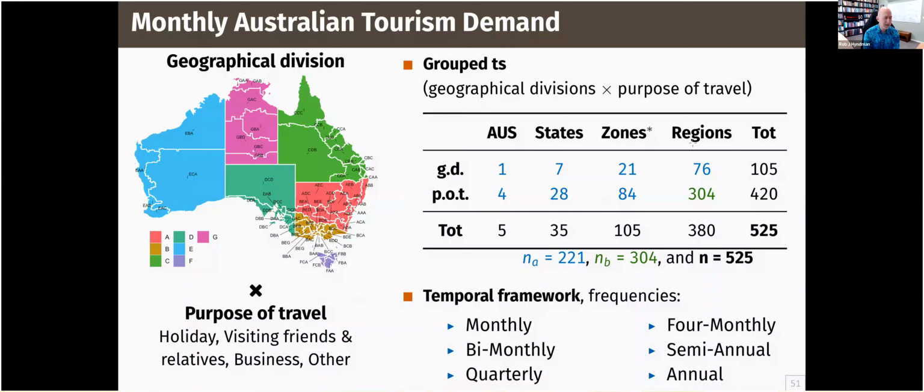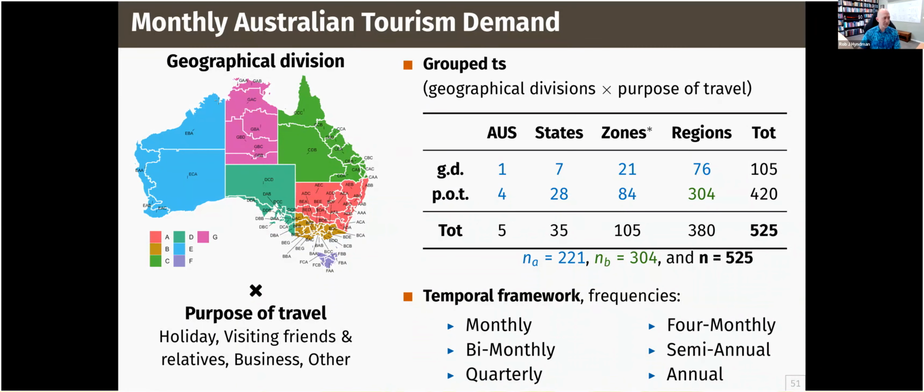Okay, let's do a different example. We'll go back to what I started with in this whole series, which is the monthly Australian tourism demand. We had Australia split into states, zones, and regions, and we also have it split by purpose of travel. So I have a hierarchical structure in the geography: states, then split into zones, then split into regions. And I have a grouping term, purpose of travel, which is crossed with all of those other terms. Purpose of travel has 4 levels: holiday, visiting friends and relatives, business, or other.